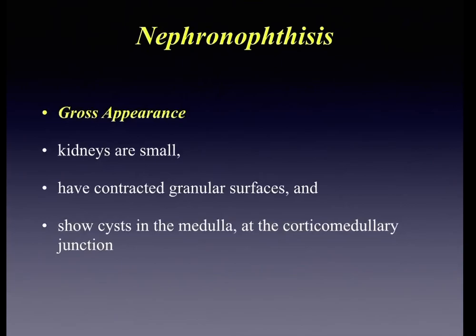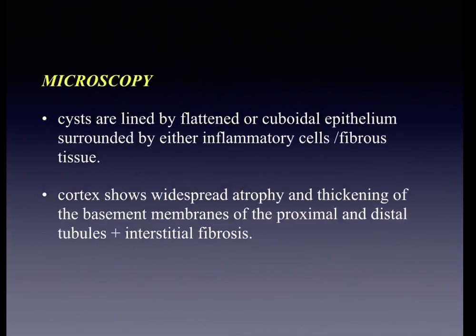Coming to the gross appearance, the kidneys here are small and have contracted granular surfaces, and they mainly show cysts in the medullary region, that is, at the corticomedullary junction. Microscopically, these cysts are lined by flattened or cuboidal epithelium. This can be surrounded by inflammatory cells and fibrous tissue. Finally, the cortex shows widespread atrophy and thickening of the basement membranes of the tubules along with interstitial fibrosis.